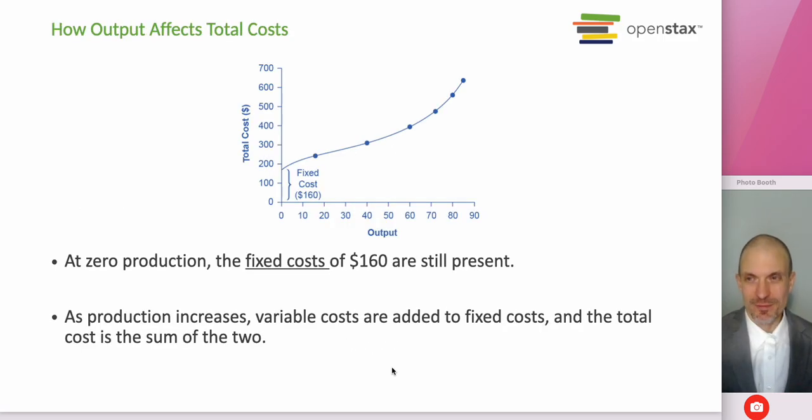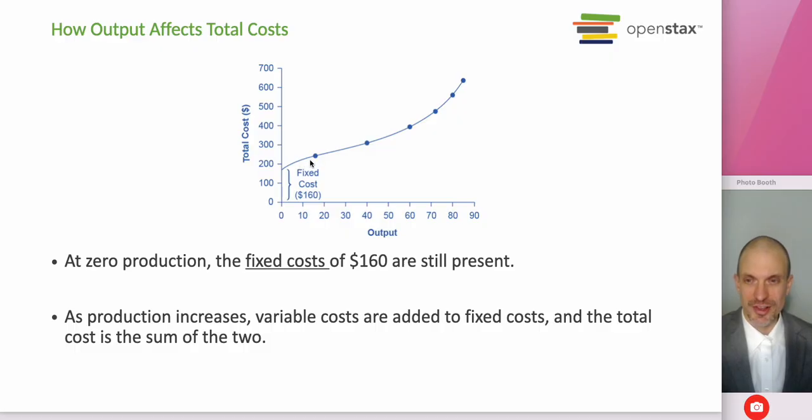Okay, so here's my graph. This is total cost, this is output, and so total cost is rising. My fixed cost here is 160. That's saying that whether I produce 0 or however many, my fixed cost is going to be 160. I've got to pay 160 for my productive capital, basically. As production increases, variable costs get added to fixed costs. So now I'm hiring additional workers or using additional inputs or whatever. And then my fixed cost just stays at 160. All the rest, all this increase in cost is just because of rising variable cost.